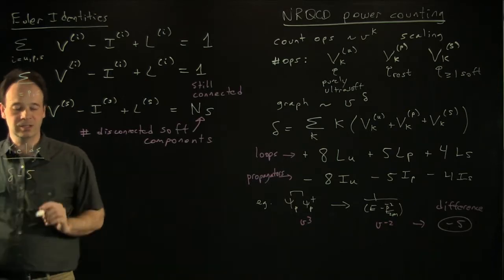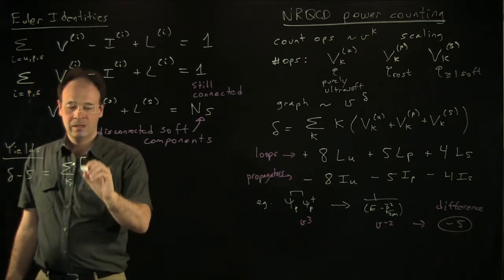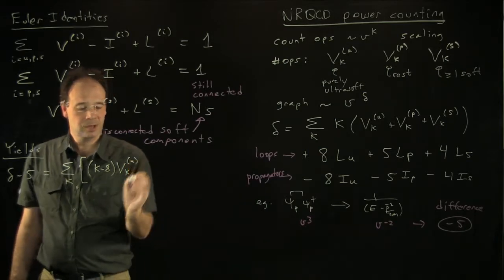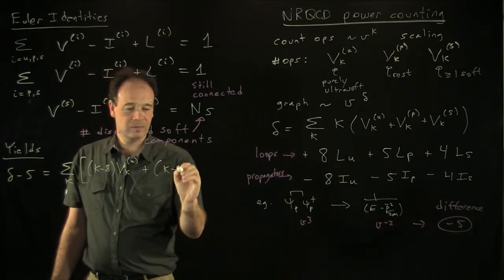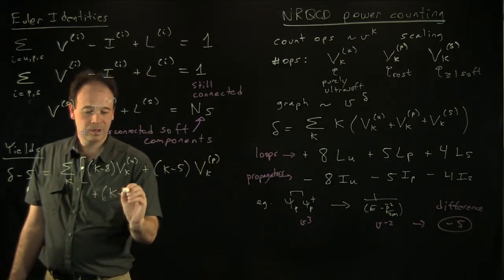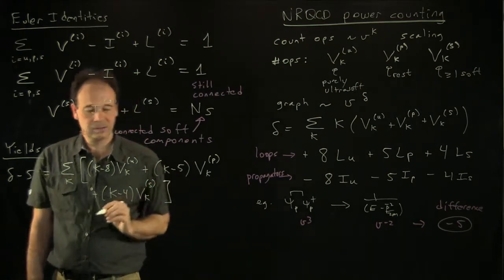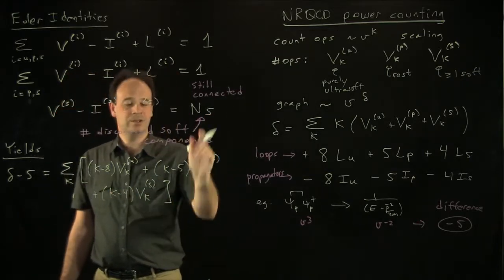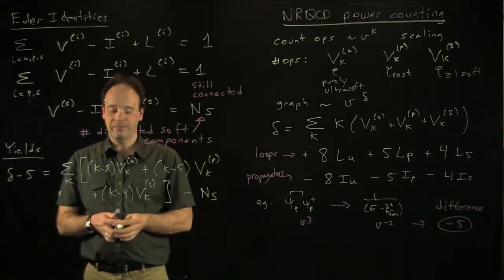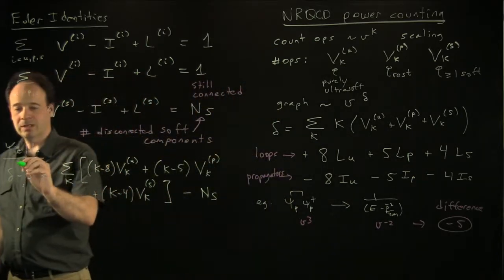So you get a formula for delta. I'm going to write it as delta minus 5. And then there's still a sum over k. And then I get the following combinations. I get k minus 8 for the ultrasoft. I get a k minus 5 for the potential. And then I get a k minus 4 for the soft. And those are all the terms in the sum over k. And then there's this integer ns, and that shows up as well. So the whole thing is minus ns. And that's the final power counting formula. And that's a very beautiful result. So let me put a box around it.